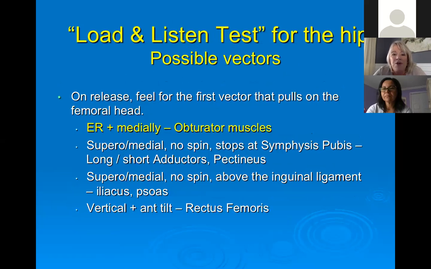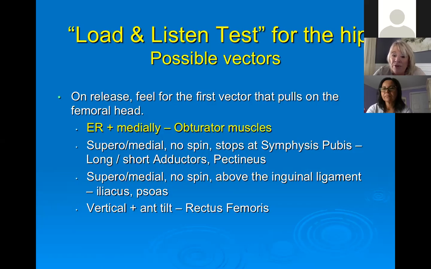So for this load and listen test for the hip that's sitting anteriorly, the possible vectors, there are a whole slew of them, but what we'll focus on today is on release. The first vector is that it pulls medially towards the pelvic floor and into external rotation. So that would signal to me, okay, I've got to go evaluate the pelvic floor.